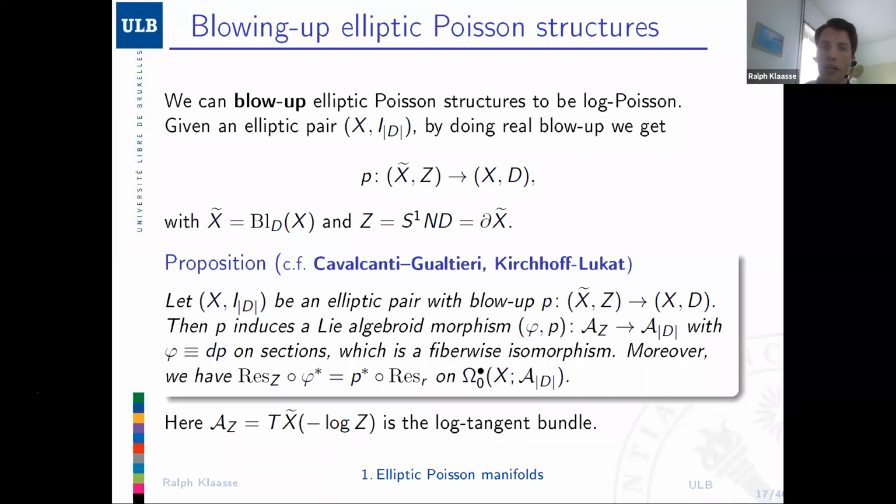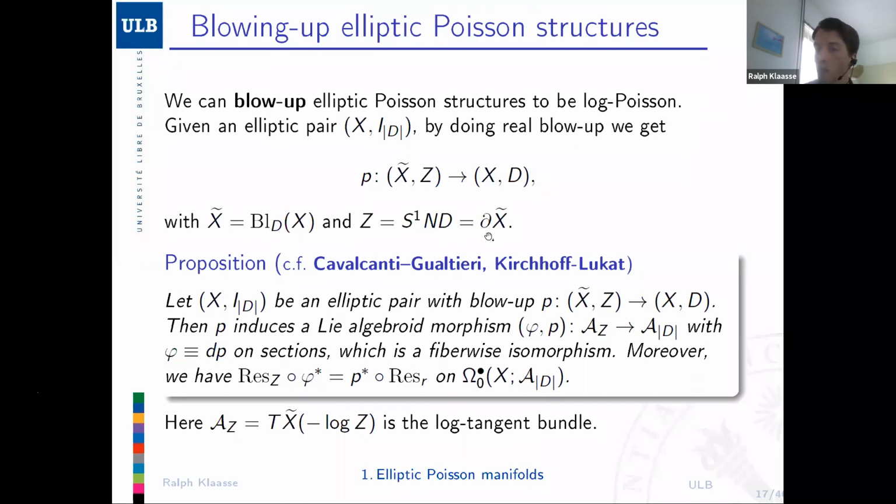Basically, what you can do is take an elliptic Poisson manifold, and then, well, you have a codimension 2 submanifold. Yeah, it's D. So you can apply real blow up to it. So you get X tilde being the blow up of X along D. And Z is the S1 bundle of the normal bundle. That's now a manifold with boundary.